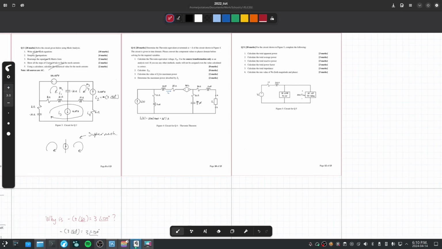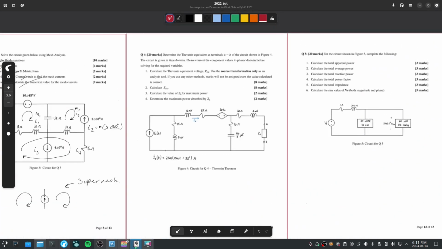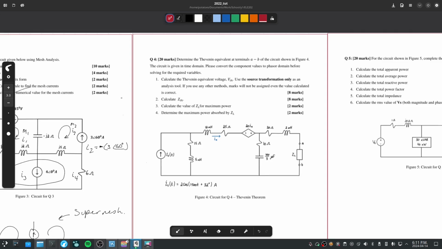Who's leaving and rejoining? Oh, there he is. So, this is a question.